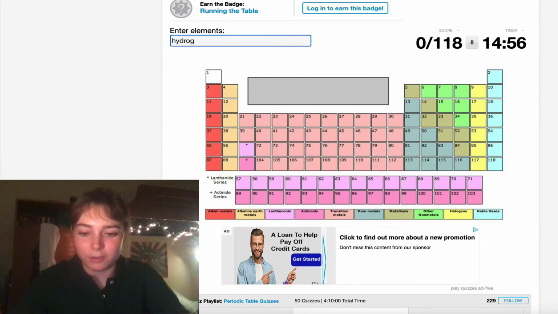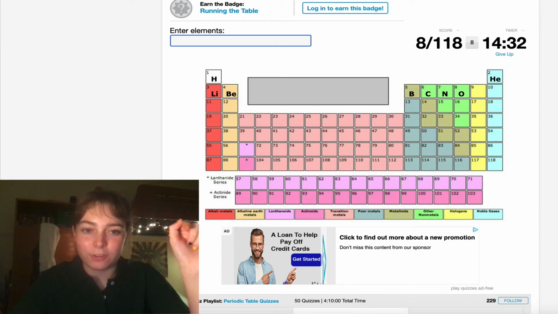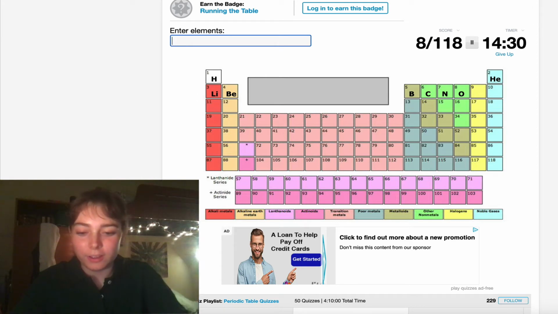The first element is hydrogen. Helium, lithium, beryllium, boron, carbon, nitrogen, oxygen. My biggest issue is going to be spelling. I know that for a fact. Okay. I need to focus. Hydrogen, helium, lithium, beryllium, boron, carbon, nitrogen, oxygen, fluorine. I'm gonna spell it wrong.